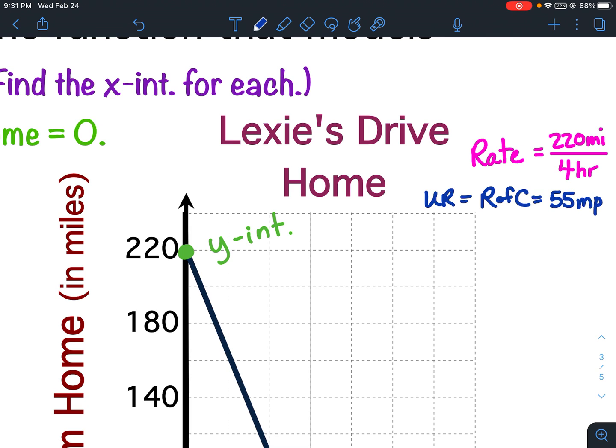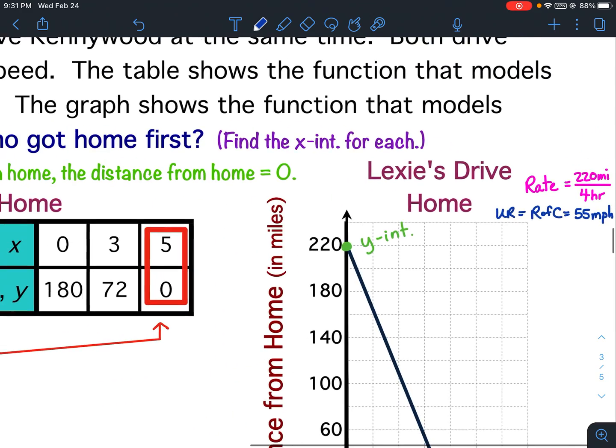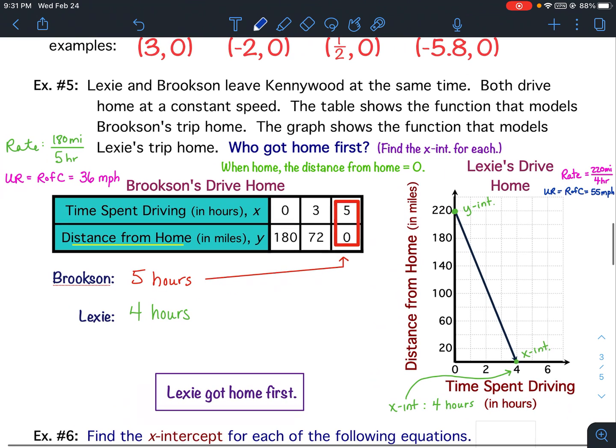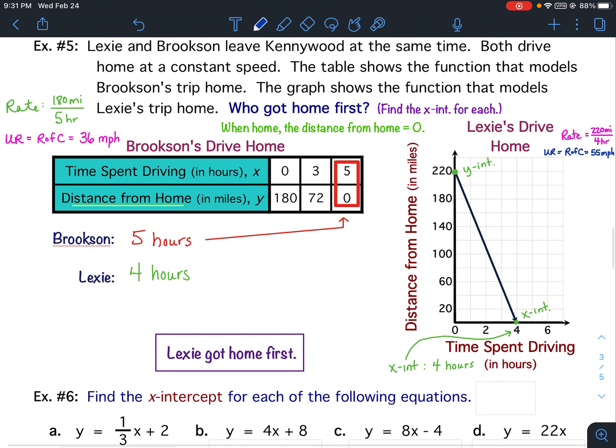55 miles per hour. So even though she drove a good many more miles, she got home first because she drove at a rate of 55 miles per hour, while Brookson drove at a rate of 36 miles per hour. So that's why it took him 5 hours and it took Lexi 4 hours. Therefore, Lexi got home first. All right, that is it for example 5. If you have any questions, please let me know.